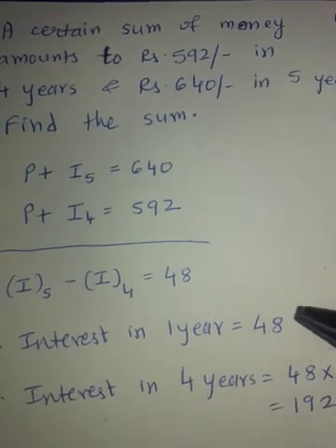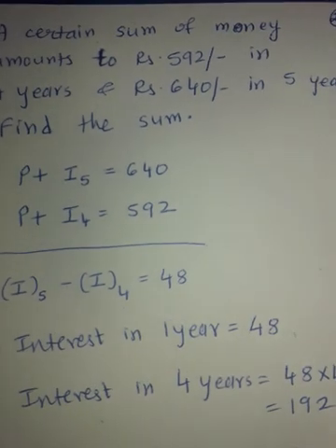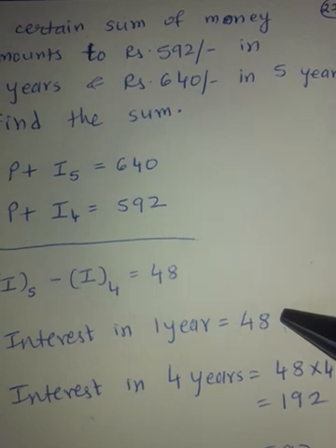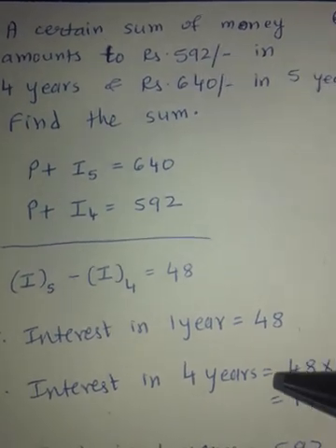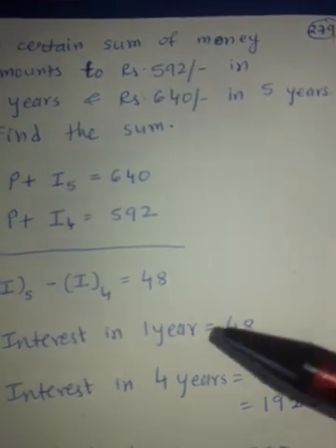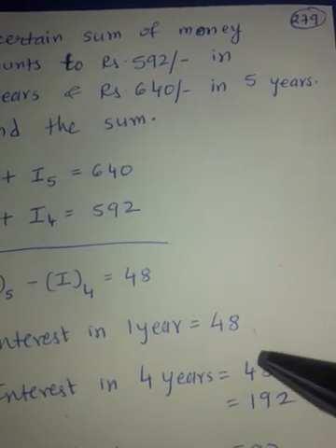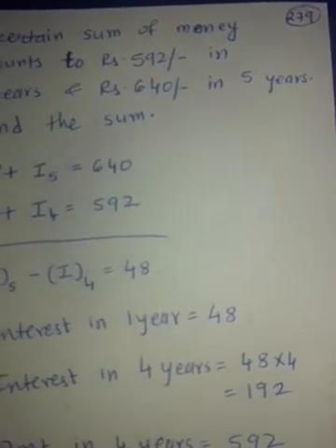First we will understand simple interest. Simple interest for every year is same. So for 1 year simple interest is 48. Now we are given the amount for 4 years. Can we find interest for 4 years? Interest for 1 year is 48. So interest for 4 years is 48 into 4, that is 192.